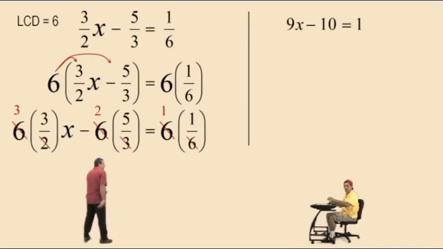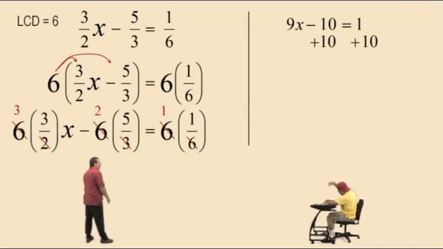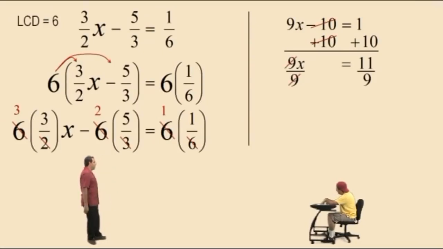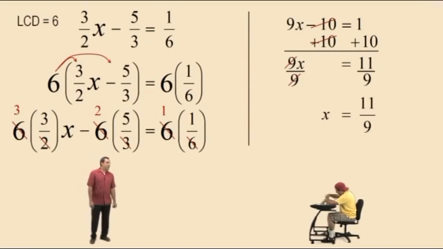Anyway, let's get to work, Charlie. Now, what do we do now? Add 10 to both sides. That leaves you with 9x on the left, 11 on the right. And to get the 1x, we divide both sides by what? 9. That's right. And so we get x equals 11/9. Very good. Whew. Let's do another one.